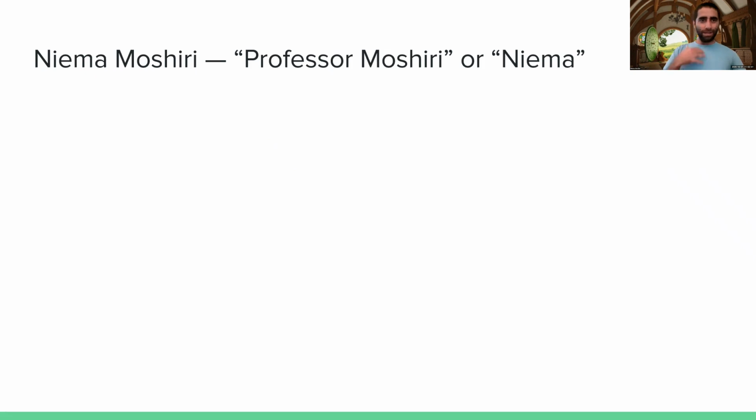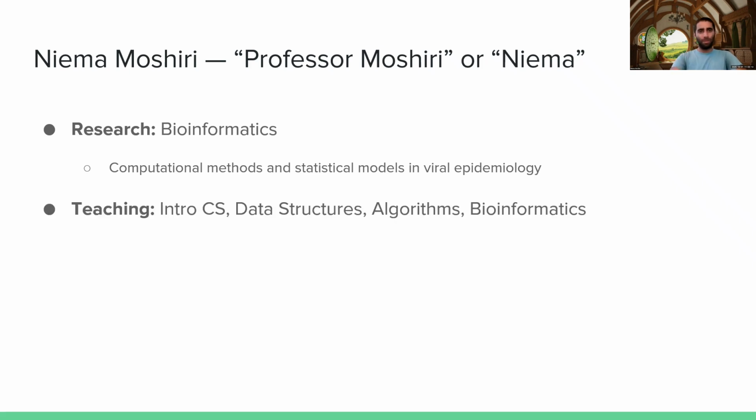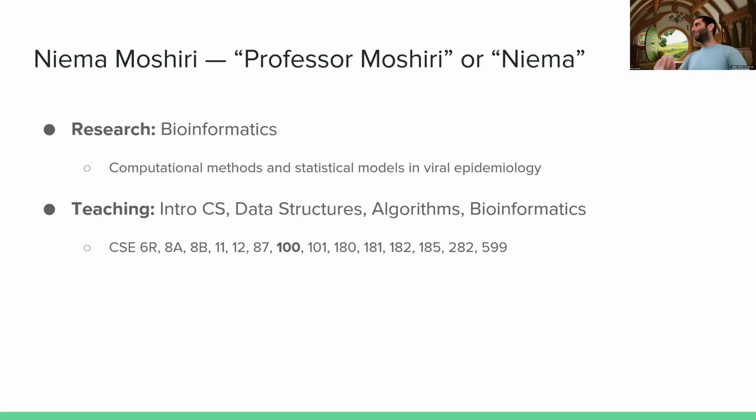So first, who am I? My name's Niema. You can either call me Niema, or you can call me Professor Moshiri, whatever makes you feel comfortable. I'm fine with all those. My research area is in bioinformatics, the intersection of biology and computer science. Mainly, I work on developing computational methods and statistical models for viral epidemiology, like studying the spread of HIV, studying the spread of COVID, any viruses that are of interest. That's the space that I work in. In terms of teaching, I teach a lot of intro CS courses, data structures courses, algorithms, and bioinformatics courses. Here's a list of courses that I've been involved with teaching, but I usually teach CSE 100. So if we have any CS majors, CE majors, math CS majors, there's a good chance you'll take CSE 100 with me at some point.